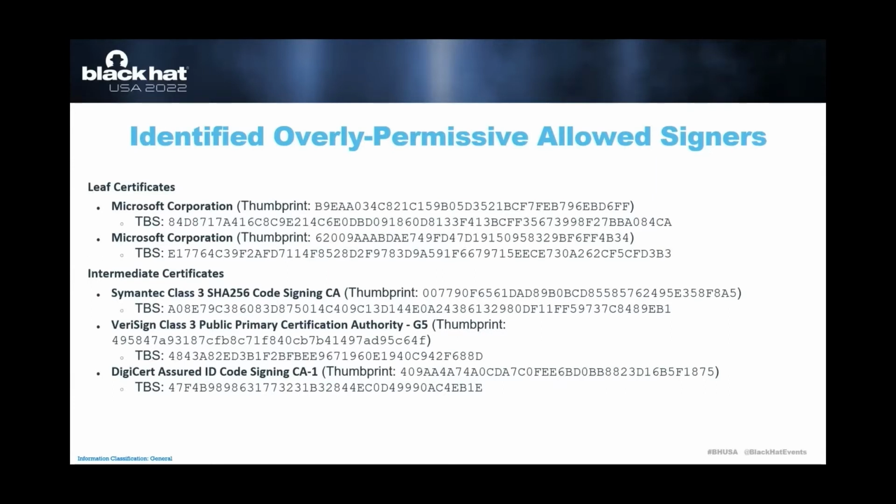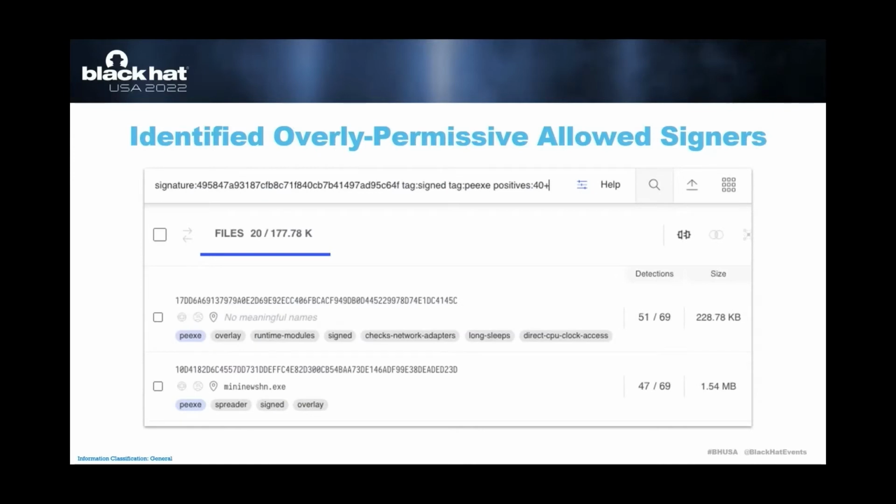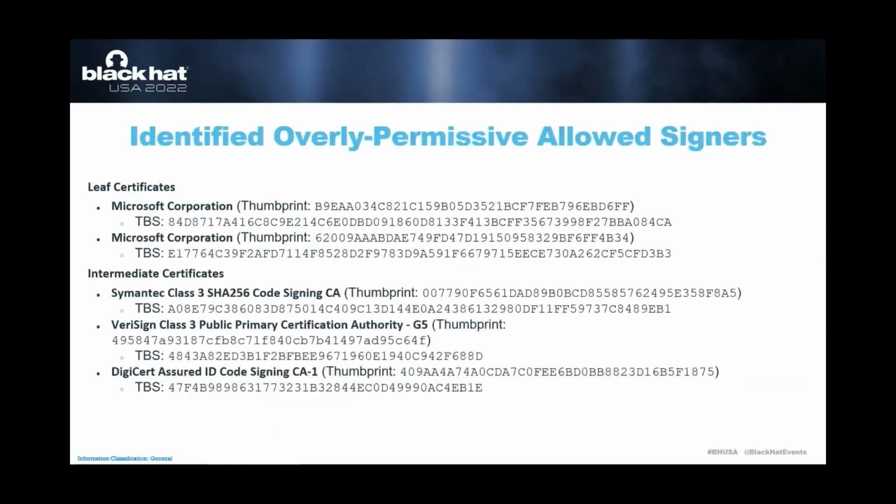And then what was even worse was the third-party intermediate certificates. So if you have any certificate that was issued by any of those three certificate authorities, then you can run your code, your malware, whatever, at the anti-malware-light protected level. So the one we'll focus on is 495. Let me go back one. Okay, that's the VeriSign intermediate certificate.